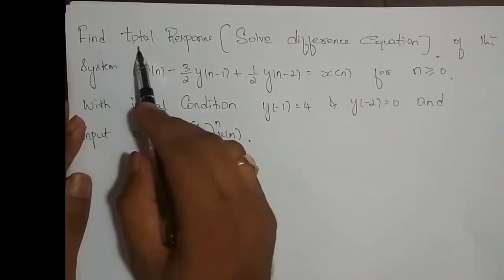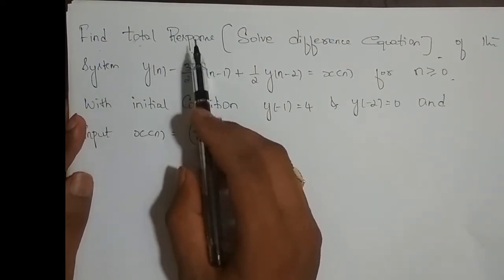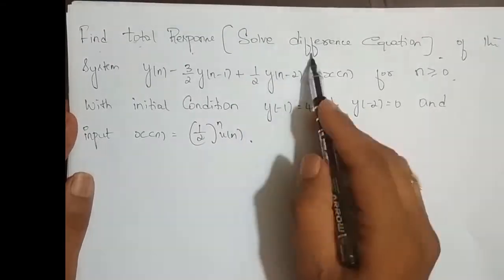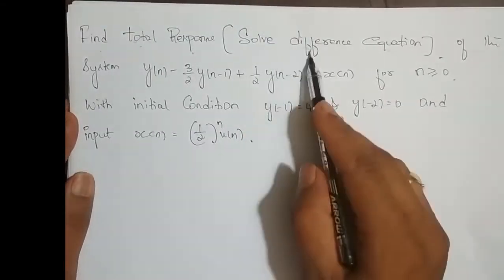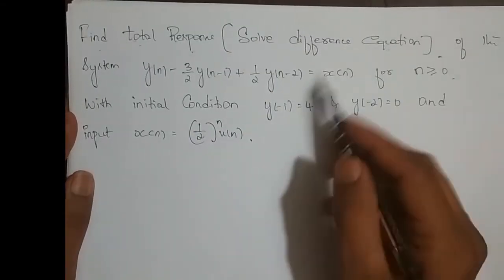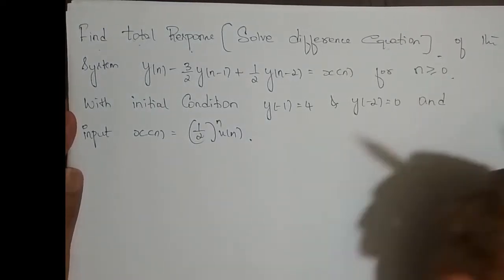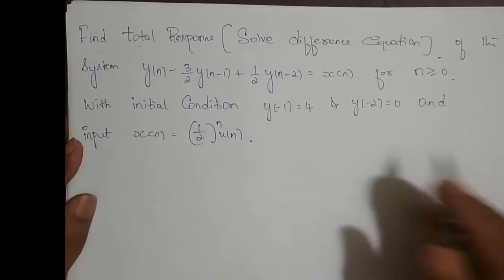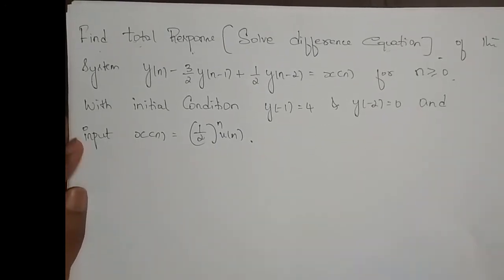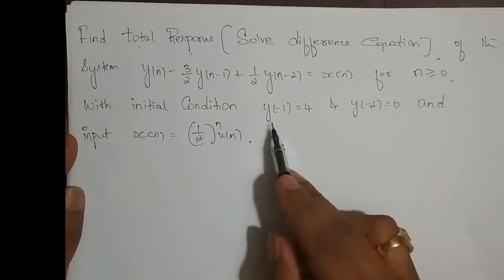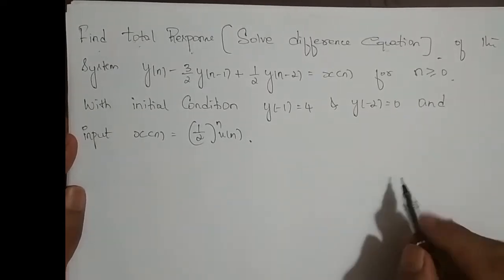So here I need to find the total response of the system. Basically, finding the total response of a system is nothing but solving a difference equation. Whenever they ask to solve a difference equation like this, it's nothing but finding the total response. And finding a response is nothing but finding the output y of n here. Since, as I told you, the total response considers both the initial conditions as well as the input here.